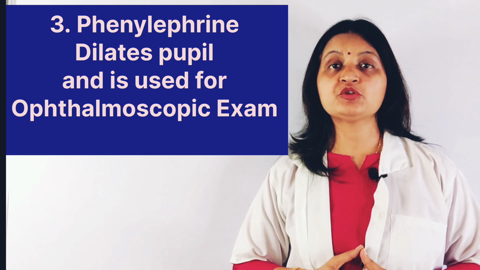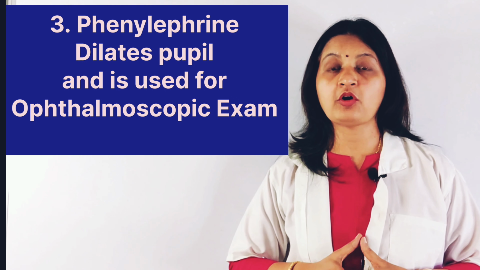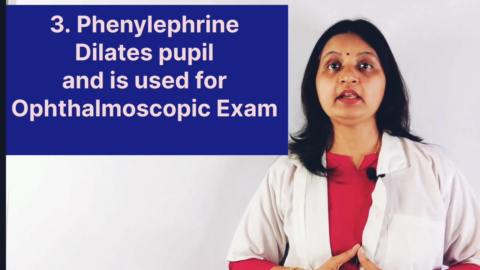The third use: phenylephrine helps to dilate the pupil, causing mydriasis, and helps in ophthalmoscopic examination. By acting on the alpha-1 adrenergic receptors of the radial muscle of the iris, it causes contraction of the radial muscle of the iris, and this helps to dilate the pupil and helps in better visualization of the back chamber of the eye.